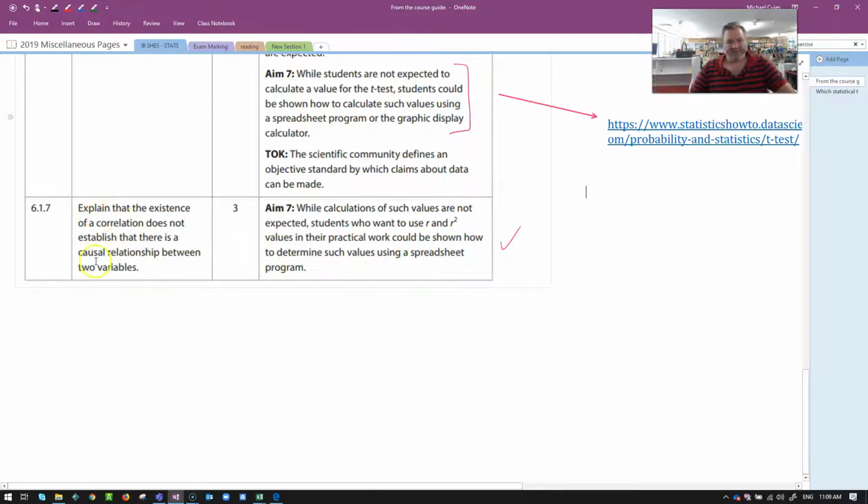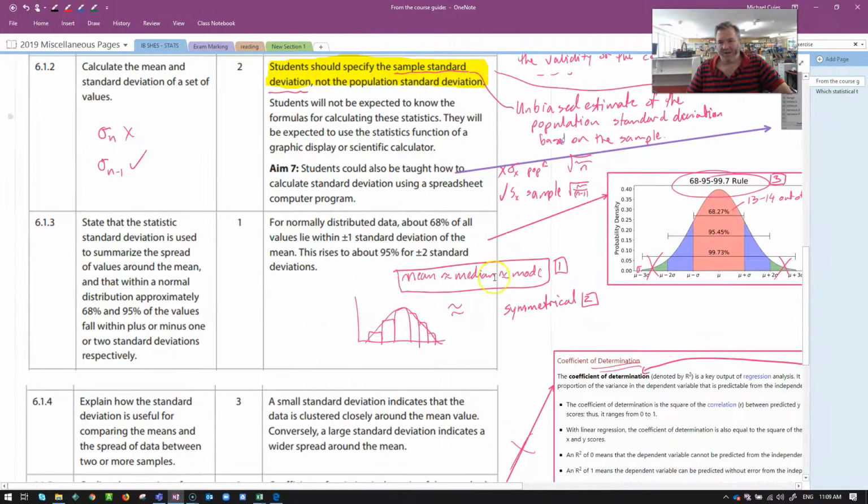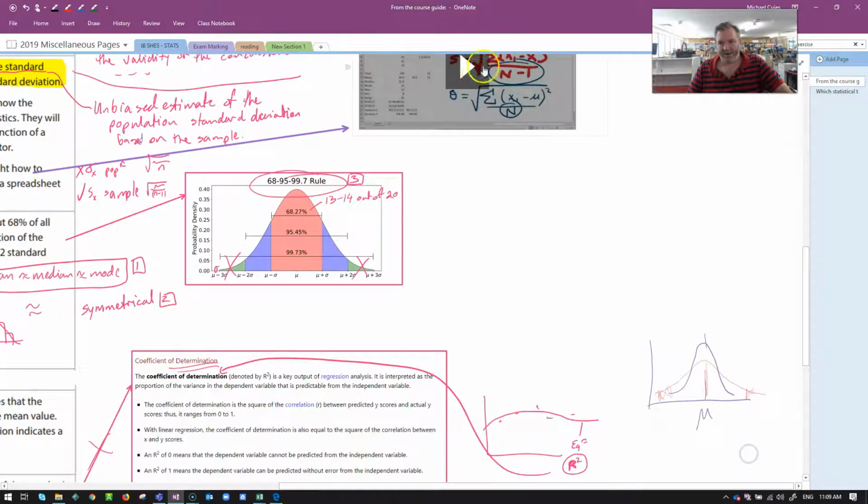Explain that the existence of a correlation is not a causation. We've talked about that. While calculations of these values are not expected, students who want to use R and R squared in their practical work, yes you do, could be shown how to determine such values using a spreadsheet program. And again, we've talked about how you can do that on your calculator and up here, how to do it on a spreadsheet.